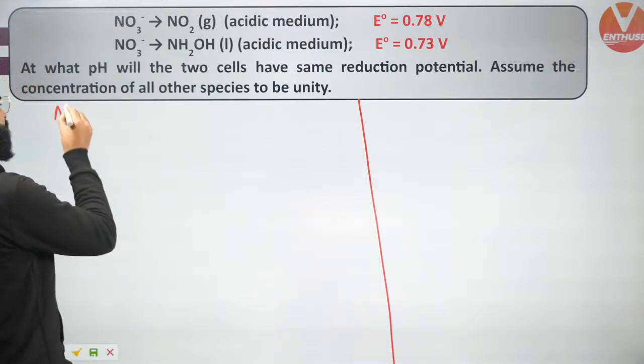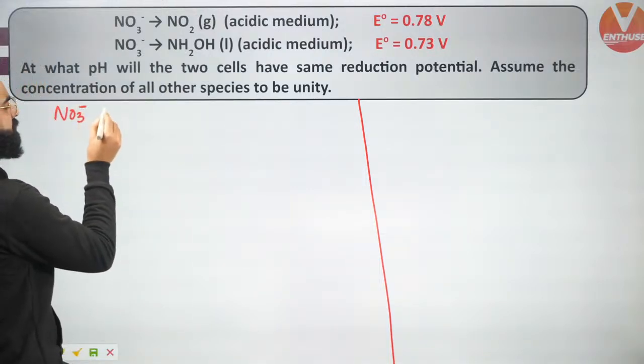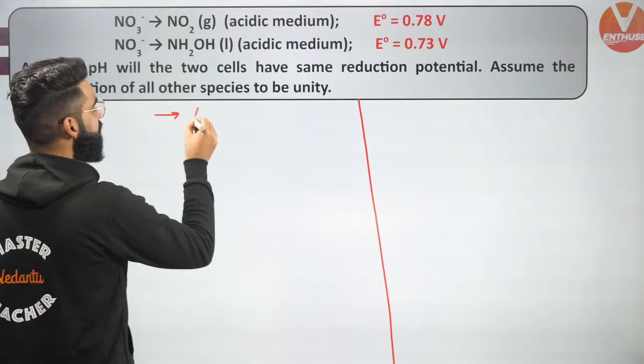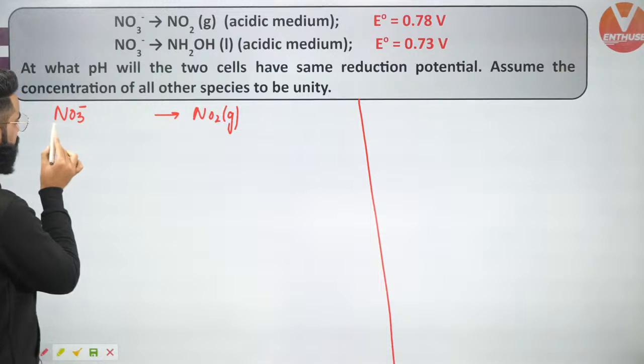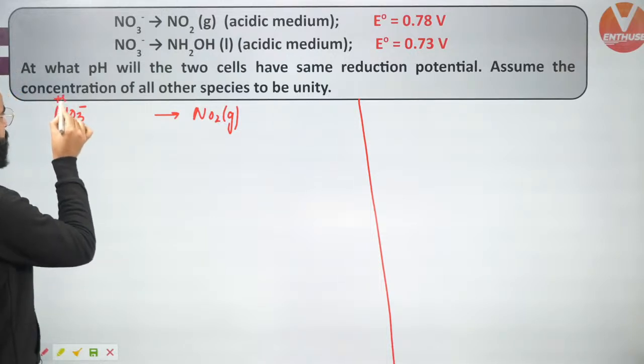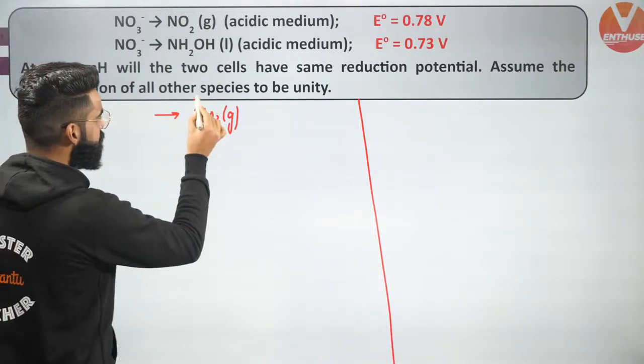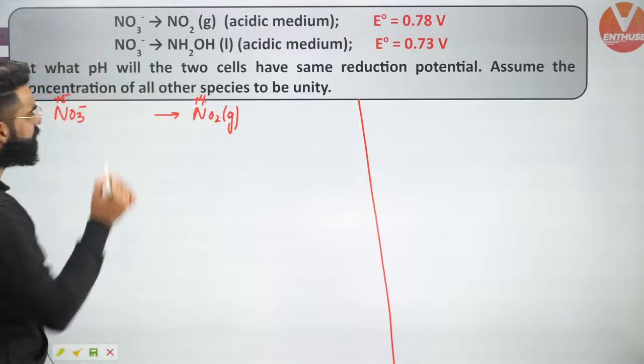First of all, the first reaction, if I consider NO3 negative aqueous, it is getting converted to what? It's getting converted to NO2 gas. Correct? People, if I ask you what is the oxidation state of nitrogen right here, you should say +5. Yes. What is the oxidation state of nitrogen right here? It is +4. +5 to +4.